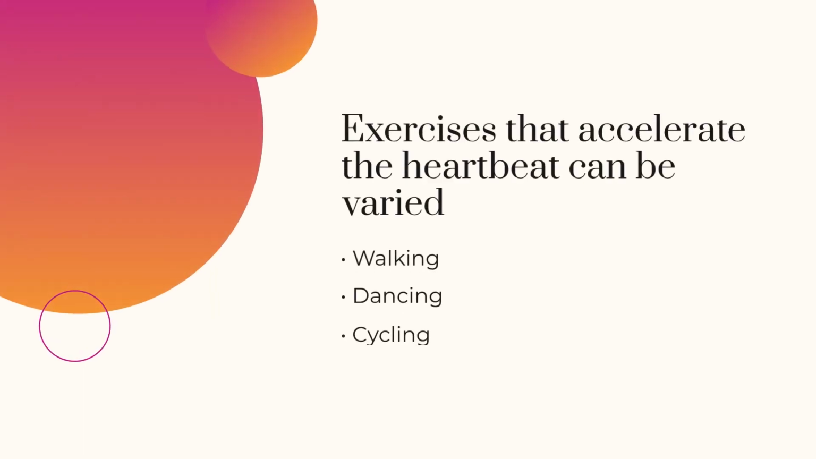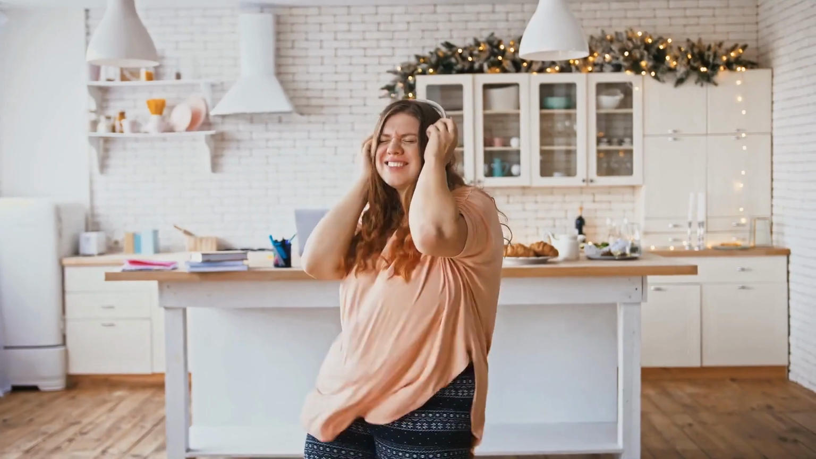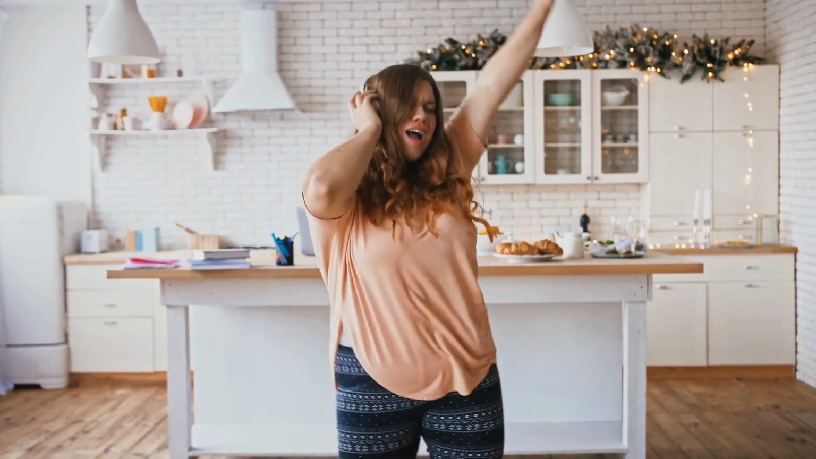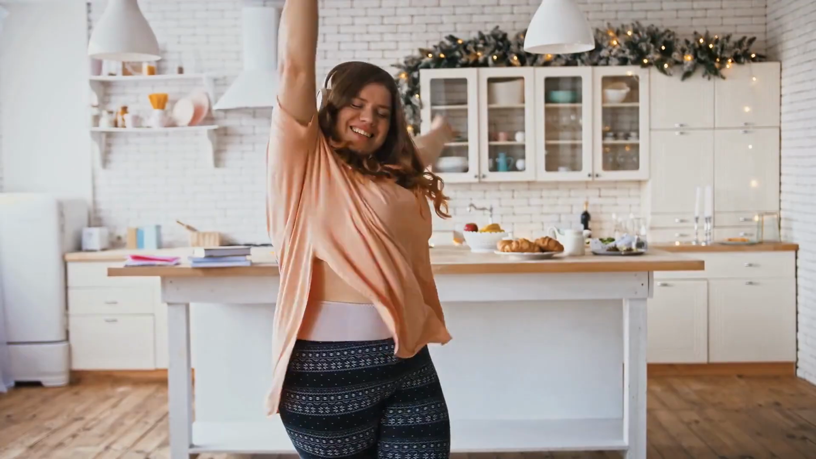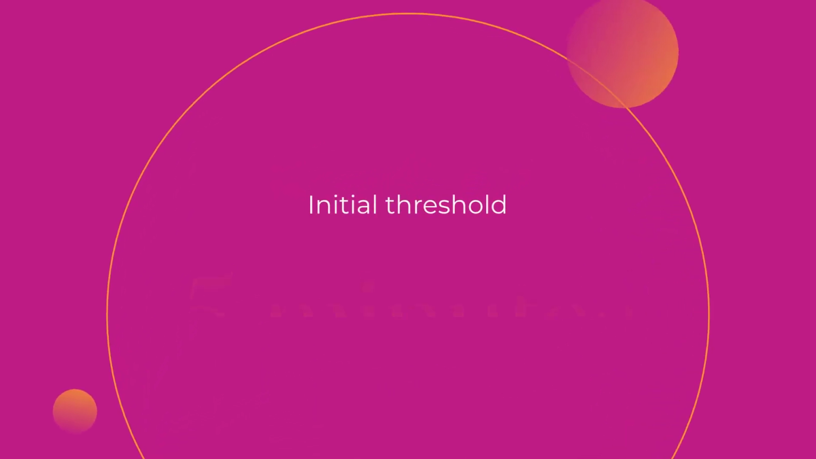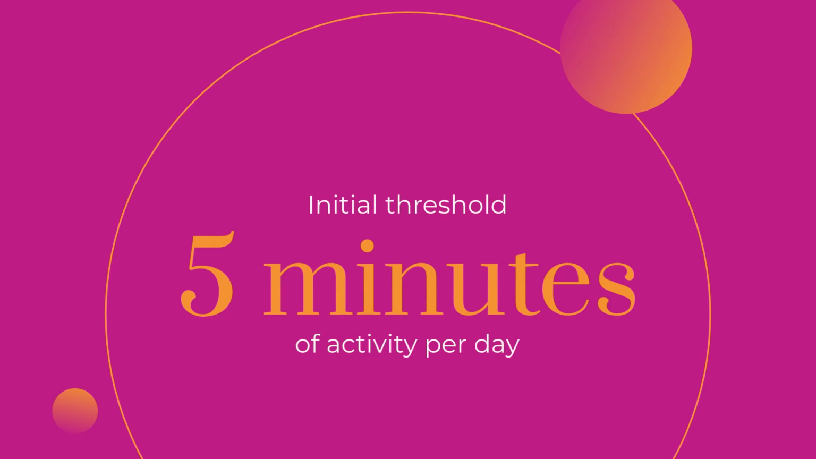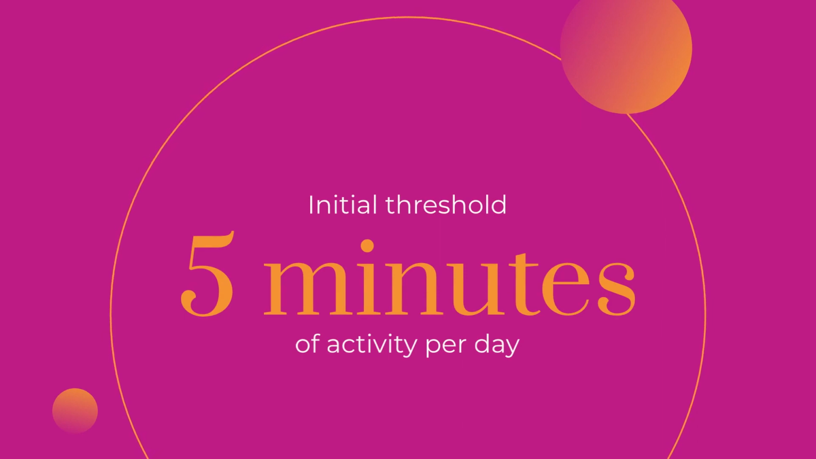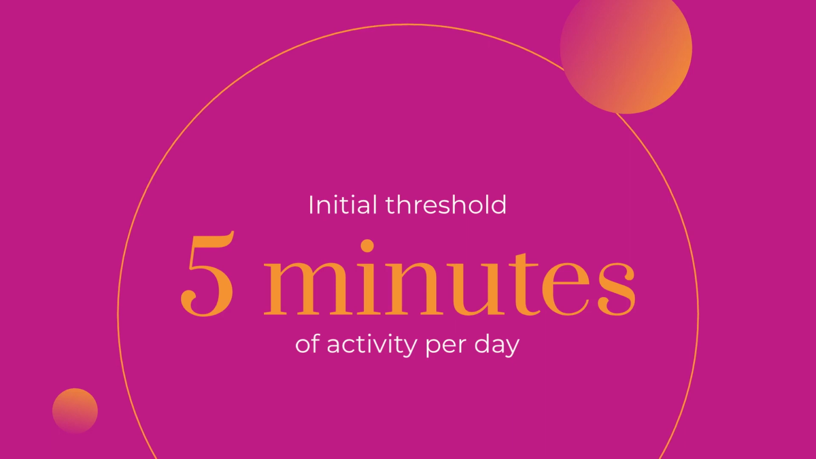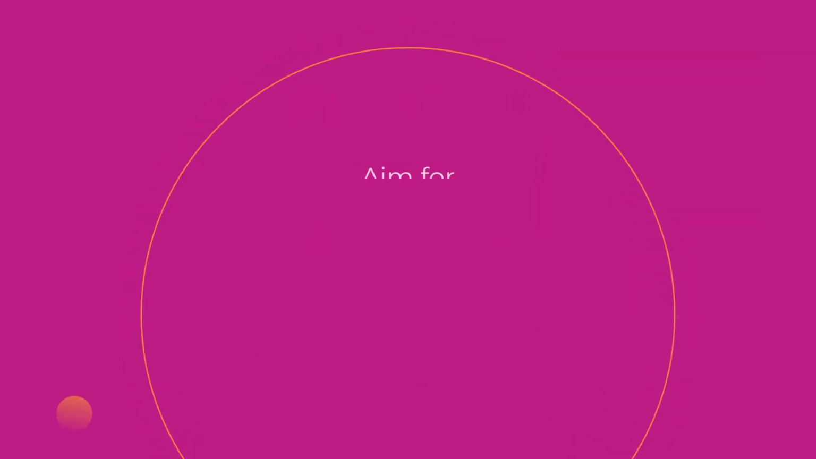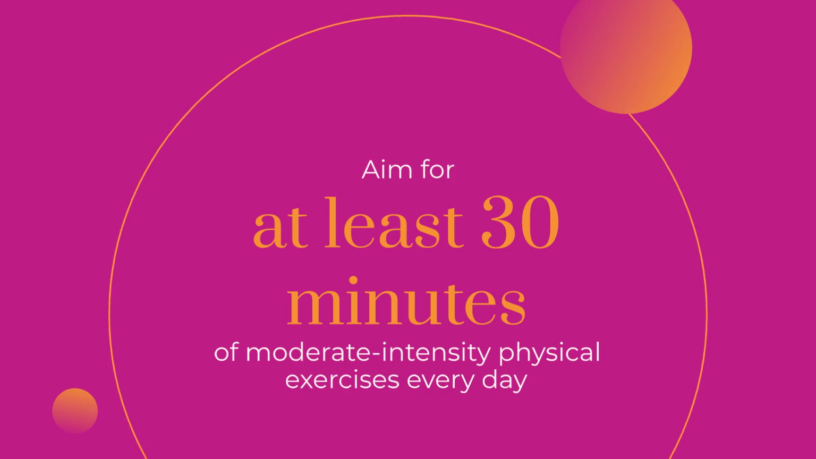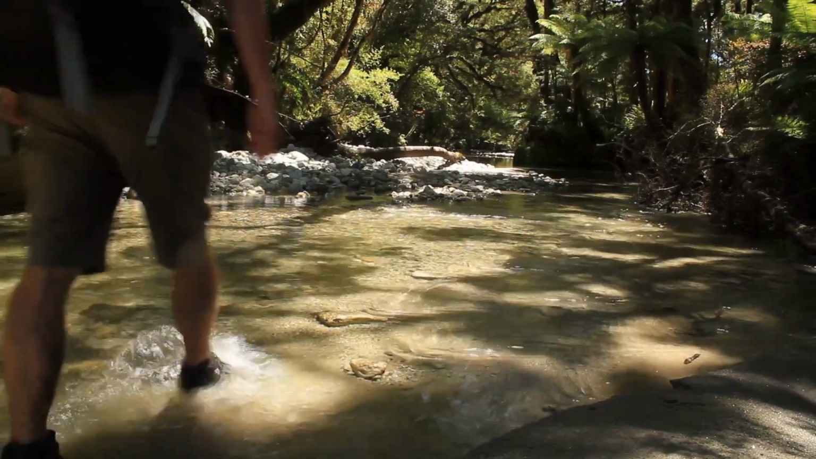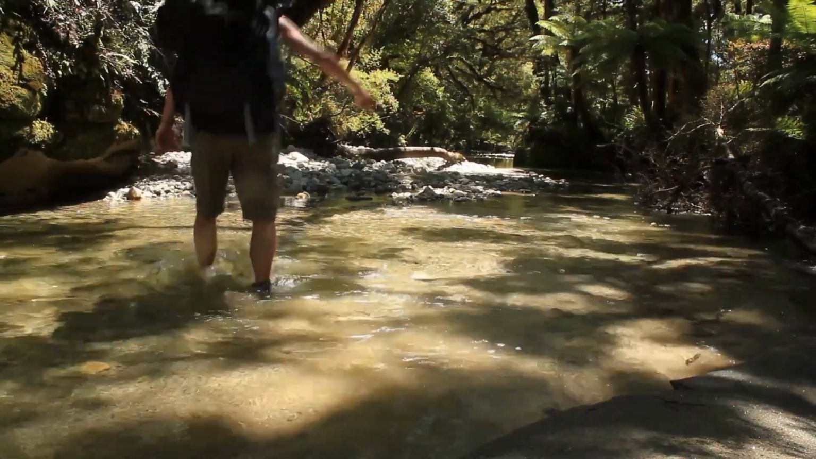Exercises that accelerate the heartbeat can be varied, including walking, dancing, or cycling. It's advisable to start with accessible activities, such as short walks or simple exercises, especially if there was no prior experience with regular training. An initial threshold of 5 minutes of activity per day can serve as a starting point for improving physical condition, and over time allows for increasing both the volume and intensity of the exercises. It is recommended to aim for at least 30 minutes of moderate intensity physical exercises every day. This will help keep the heart muscle toned and contribute to overall health and well-being improvement.